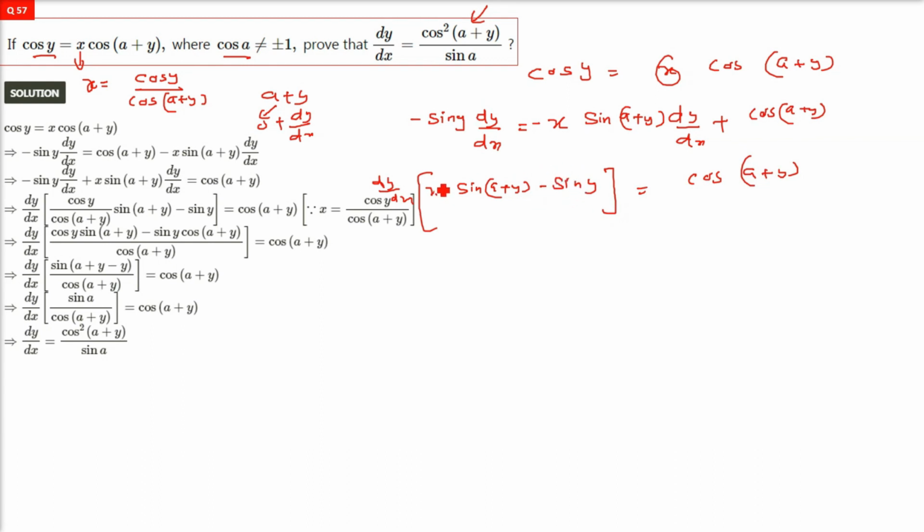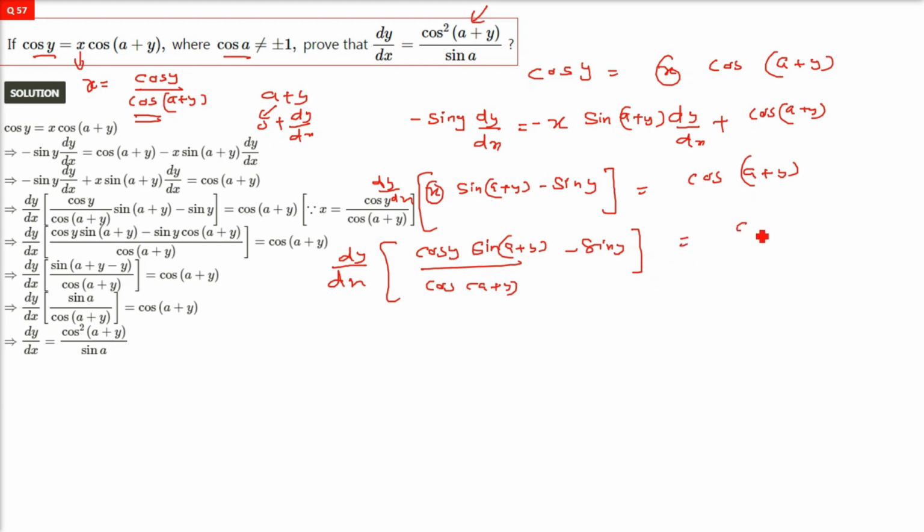Now is the time. x is cos y by cos(a plus y), so it will be dy by dx in place of x. We want to eliminate x actually, so I am replacing x by cos y by cos(a plus y). sin(a plus y) will remain like that. Then we have minus sin y also. On the right it will be cos(a plus y) here.